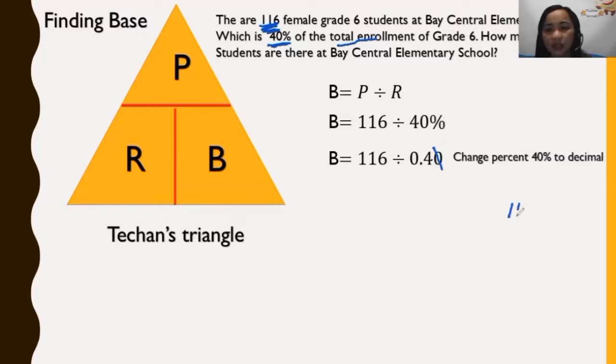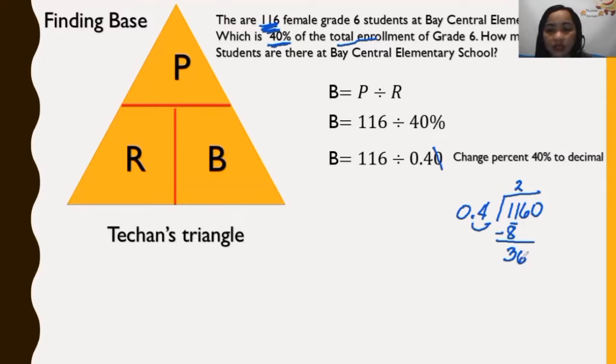We have 116 divided by 0.4. Parehas lang yun. Let's move one place here, kaya magdagdag tayo ng isang 0. Now let's proceed. 11 divided by 4 is 2. 2 times 4 is 8. Subtract. 11 minus 8 is 3.